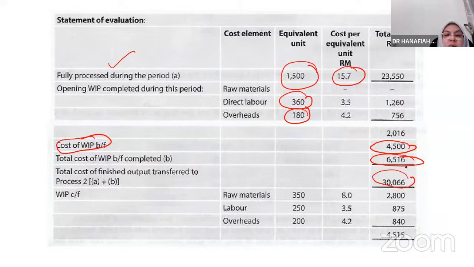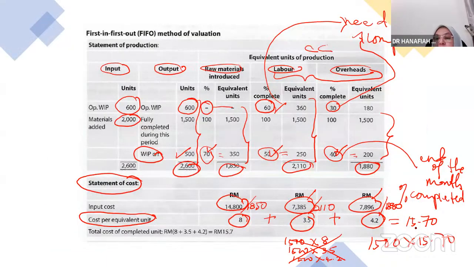All right, and the work in progress comes from the previous statement: 2008, 875 and 840. So you have the total work in progress of 4,515.